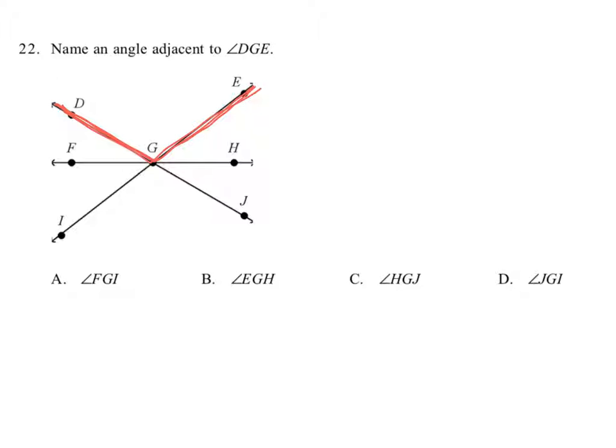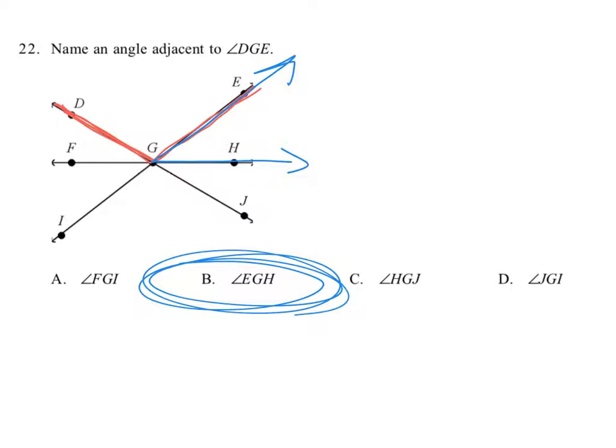So let's say, is it sharing possibly side GE? This right here. Is that the side that they share? Okay. Well, you would have to have EGH, maybe? EGH, oh, look at that. EGH, it's there. Those are adjacent angles because they share a common ray, there is no space in between them, and there is no overlap. So we're done.